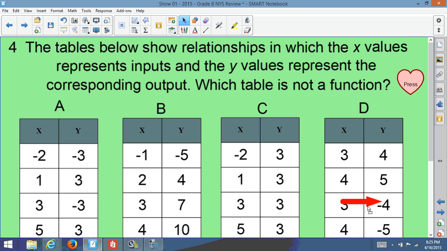That's not a function. So I have 3 going to 4, and I have 3 going to negative 4. I have 4 going to 5, and I also have 4 going to negative 5. So my answer would be this one, because that is breaking the rule. You cannot have a machine giving out two different kinds of money for people putting in the same amount of cans or inputs. So if they put in 3 cans and get $4, and somebody else puts in 3 cans and they get 4 cents, that machine is not functioning correctly. So I go with D as my choice.